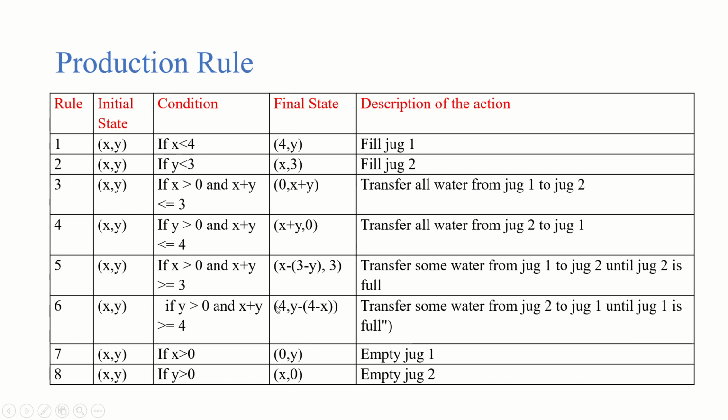or equal to 3. Next is rule number 6: transfer some water from jug 2 to jug 1 until jug 1 is full. So jug 1 is full, 4 comma y minus (4 minus x), if y greater than 0 and x plus y greater than or equal to 4. This is the condition. Rule number 7 is emptying jug 1, which is 0 comma y, with x greater than 0. Then rule 8, empty jug 2, with y greater than 0. These are the conditions and the description of the actions.